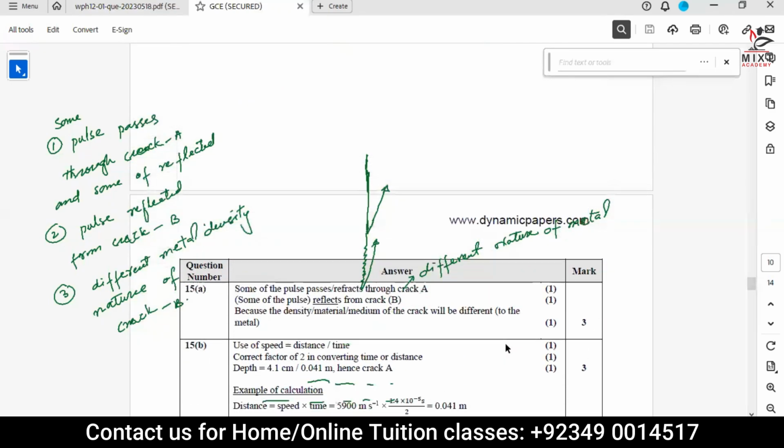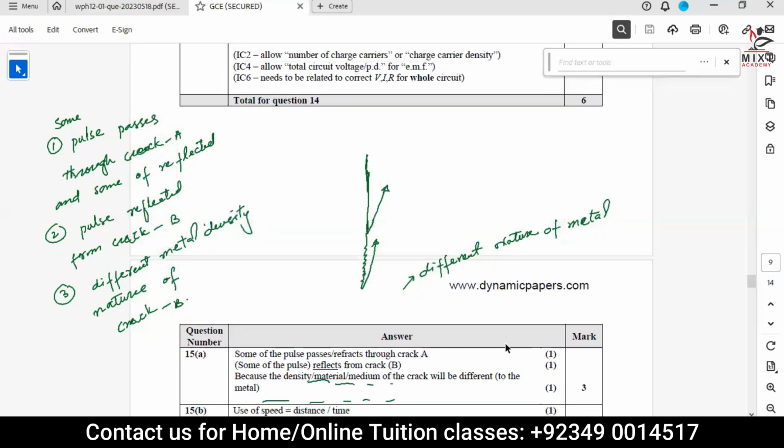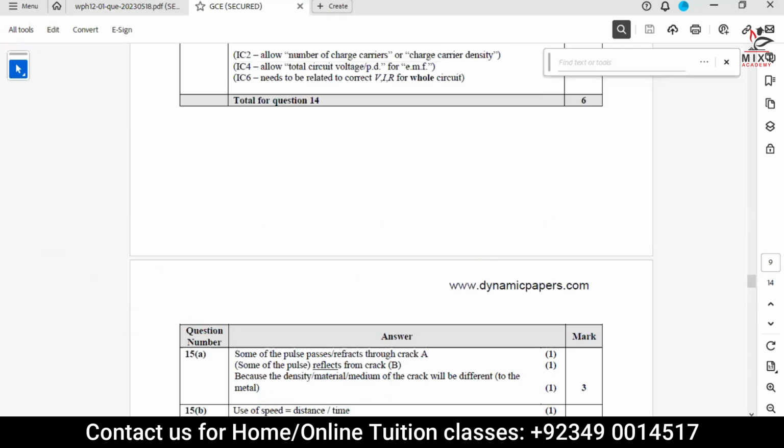Have you seen the points? Some of the pulse passing and reflected from crack A, some of the pulse reflected from crack B, and because of the density of the material or medium of the cracks. As Amna says, if we mention the density of the metal or material or medium of the crack, it will be better. Okay, it's fine. Let's go to the next part.